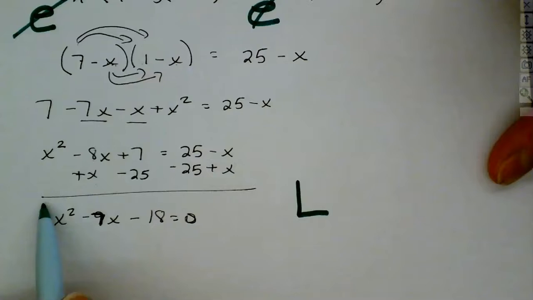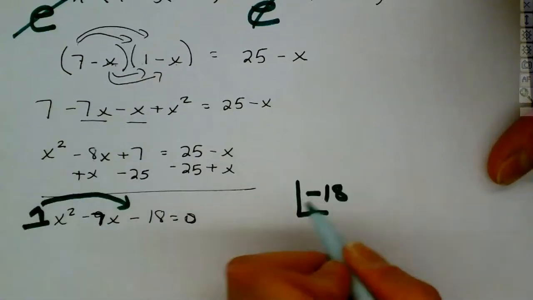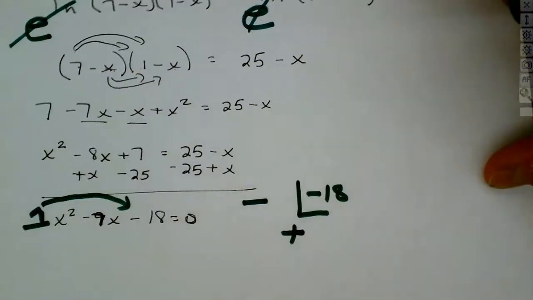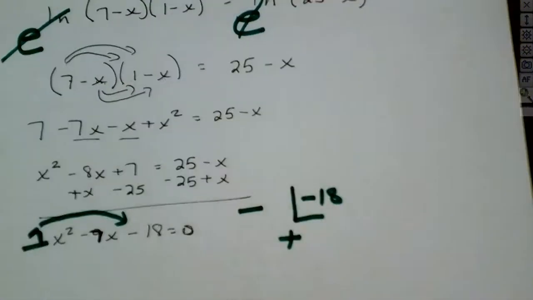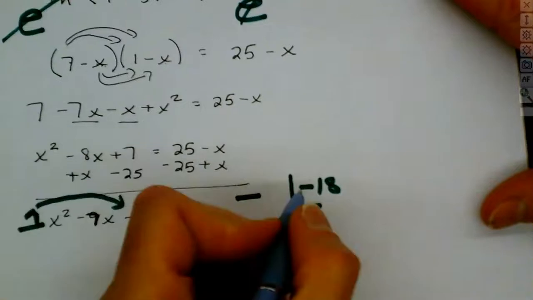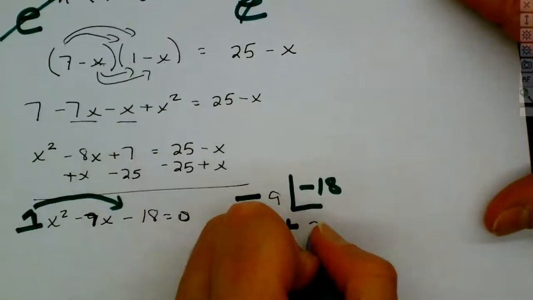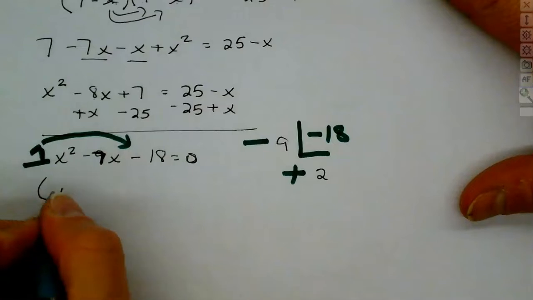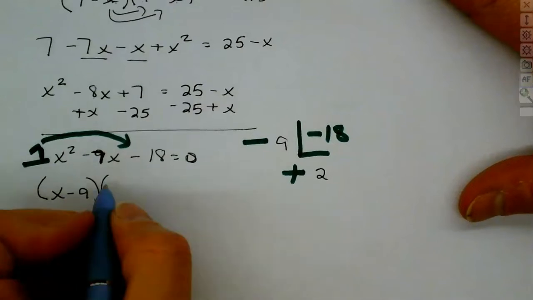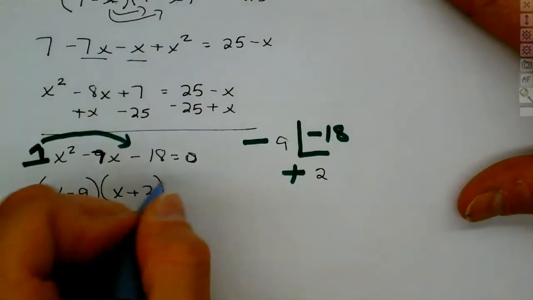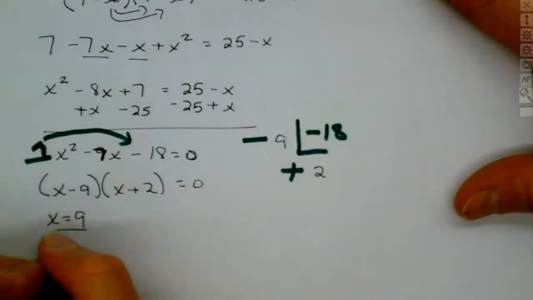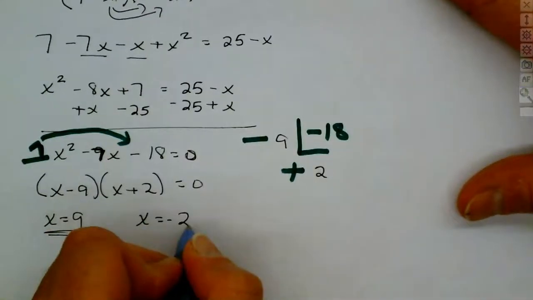First times the last, there's no number, so put our 1 there. 1 times a negative 18 is a negative 18. And what two numbers are going to work to make this factor? Okay, negative 9 and positive 2. Factor that down into x minus 9, x plus 2 equals 0. So x equals 9, and x equals now what? Negative 2.